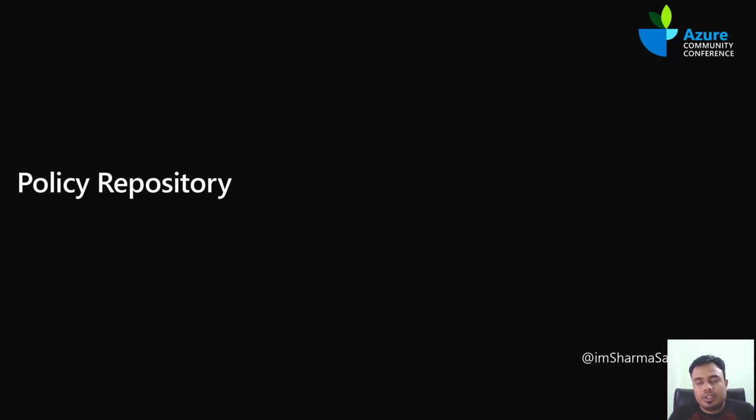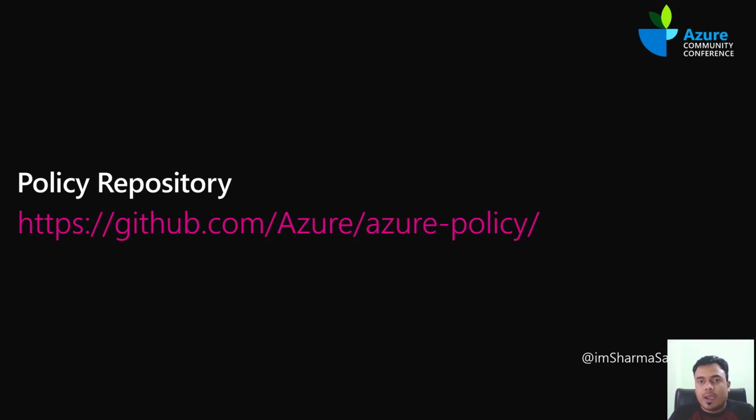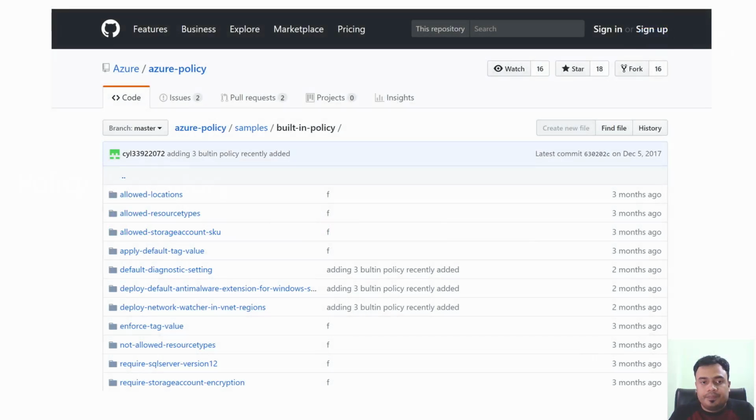As I mentioned during the demo, there is a GitHub repository available with definitions of policies, and people who want to contribute towards the community can also go and create policies there. You can also find the policy definitions which are already present in the portal under the built-in category. This is that GitHub repo, so you can just go and have a look at it.